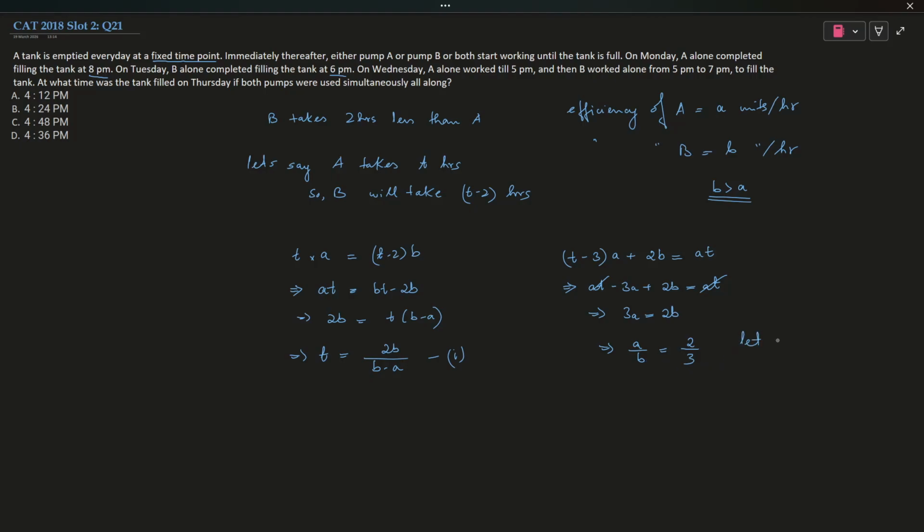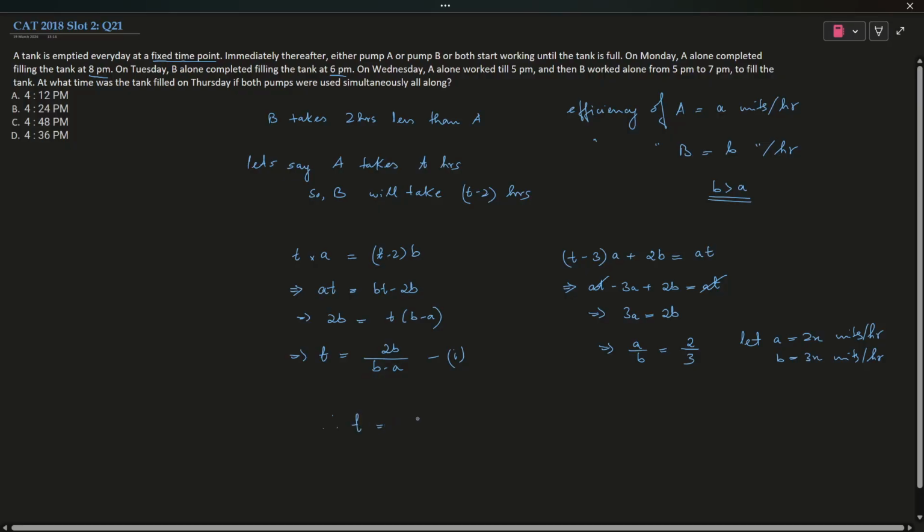So let a be equal to 2x and b equal to 3x units per hour. Now substitute here. What will be T? Therefore T will come out to be 2 times b, which is 6x, over b minus a, which will be x. x and x get cancelled, so this is 6 hours. That means A takes 6 hours to fill the tank.